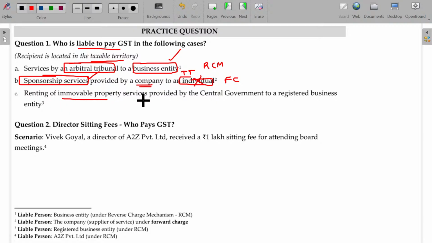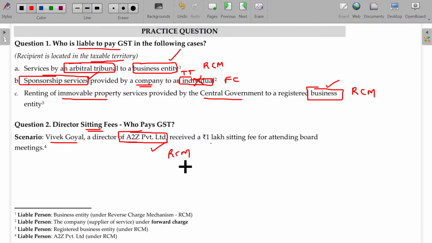Renting of immovable property services provided by the central government to a registered business entity. Who has to pay the GST? Business entity, under RCM basis. Director sitting fee: Vivek Goyal, a director of A to Z Private Limited, received 1 lakh sitting fee for attending a board meeting. Directorship services fall under RCM basis, so the company has to pay the GST under RCM. Is that clear? Similar questions you can expect in your examination. I gave a wider explanation of all these things, but when you see the questions, they are pretty easy to answer, right?